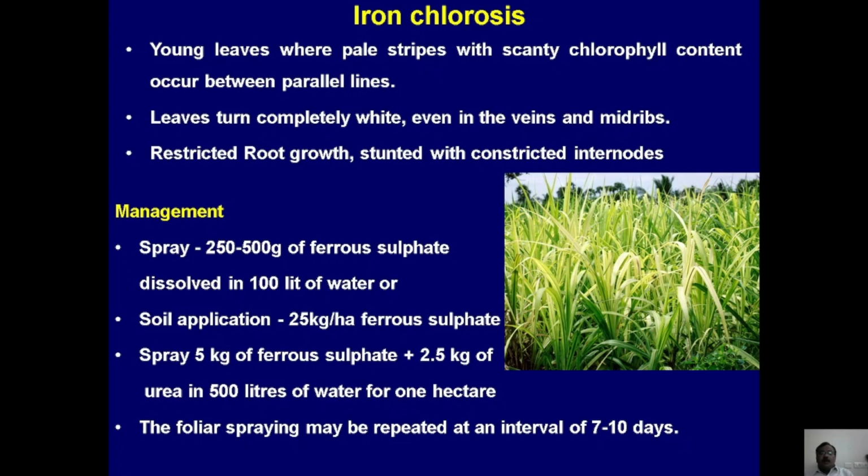So, in order to get away from this problem, spray ferrous sulfate at the rate of 250 to 500 grams mixed in 100 liters of water, or even soil application of 25 kg of ferrous sulfate per hectare, or spraying of 5 kg of ferrous sulfate along with 2.5 kg of urea mixed in 500 liters of water for 1 hectare is also suggested to get away from the iron chlorosis problem. The foliar spraying has to be repeated at an interval of 7 to 10 days.